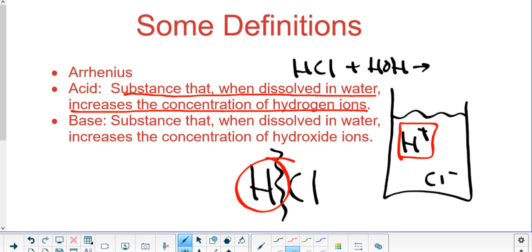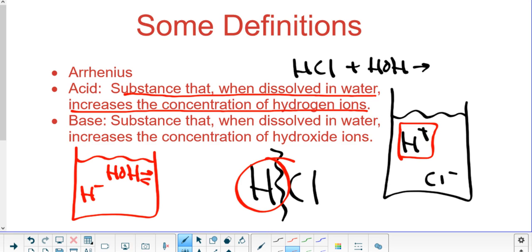Now remember, water itself is a balance of HOH going to or coming from H+ plus OH-. And when it's neutral, these things equal each other, the H+ and the OH-. But when I add HCl, the amount of H+ will go up. So we would call HCl an acid because it increases the concentration of hydrogen ions.